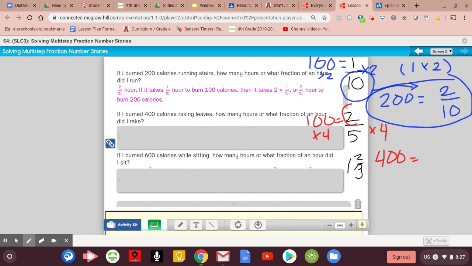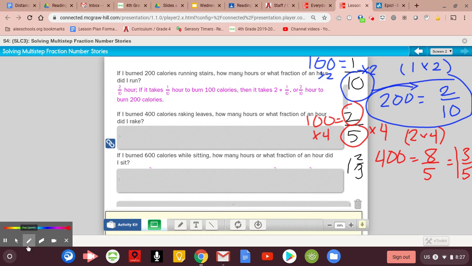Once again, take that top number, 2 times 4, and I get 8. My denominator stays the same. So 8/5, which I know can also be simplified to 1 because 5 goes into 8 one time. And I will have 3 left over, 3/5. 1 3/5.